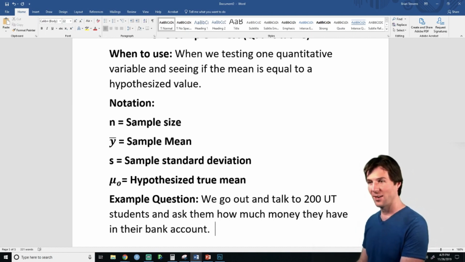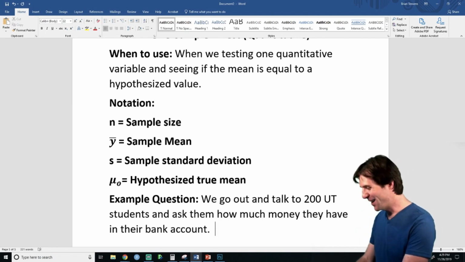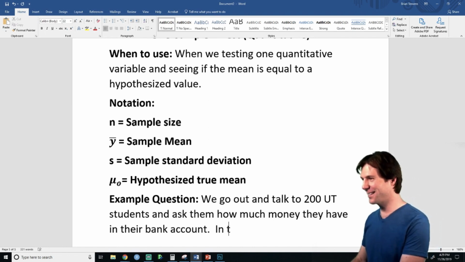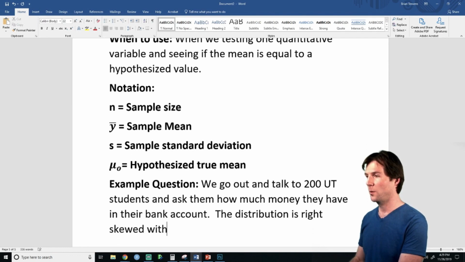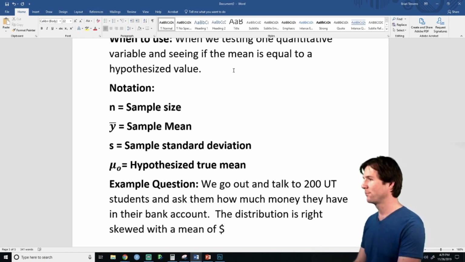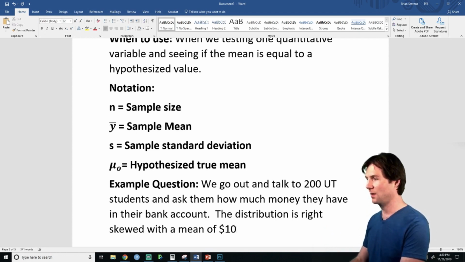From here, let's see here. $2, oh no. In the sample, let's say the distribution is very right skew, with a mean of, I'm trying to think of the math as we do this. I'm working the math in my head. Okay, I got it. 1,000, there we go. Let's do that.